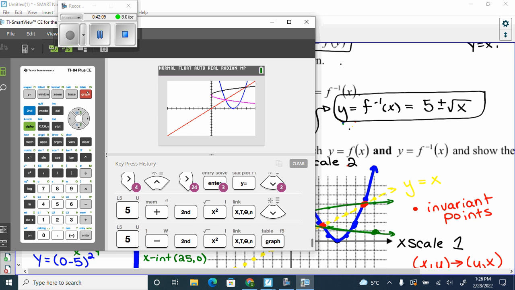Now are the invariant points in the same spot? In order to find invariance, you can just take the original and do the line y equals x, find out where they intersect, or you can put the 2 graphs and find out where they intersect, right? It should be the same thing, so you should be able to double check your work. All right.